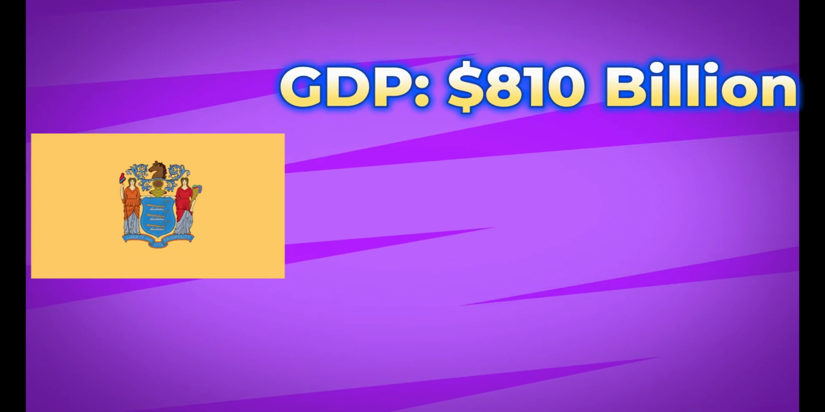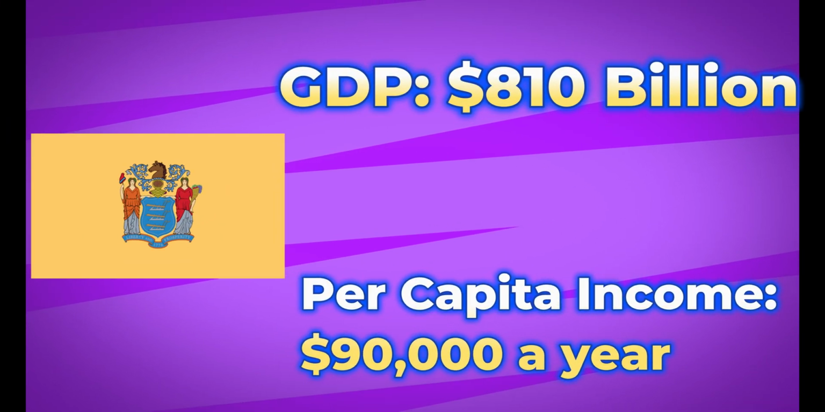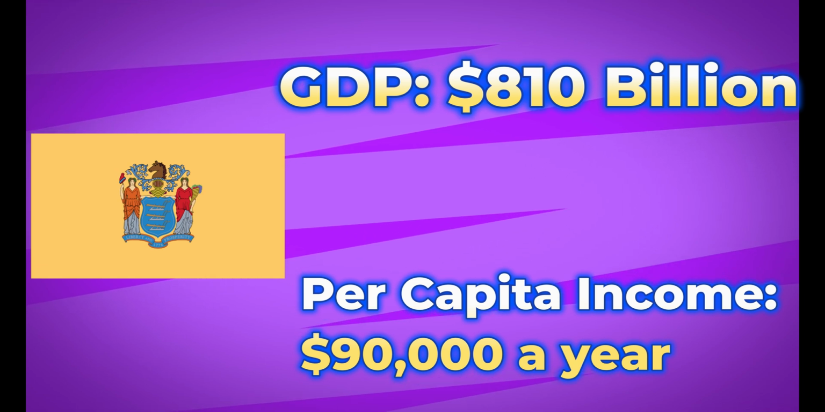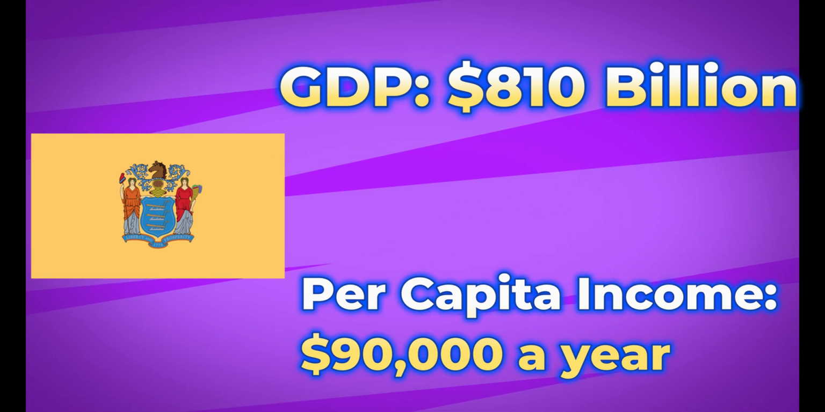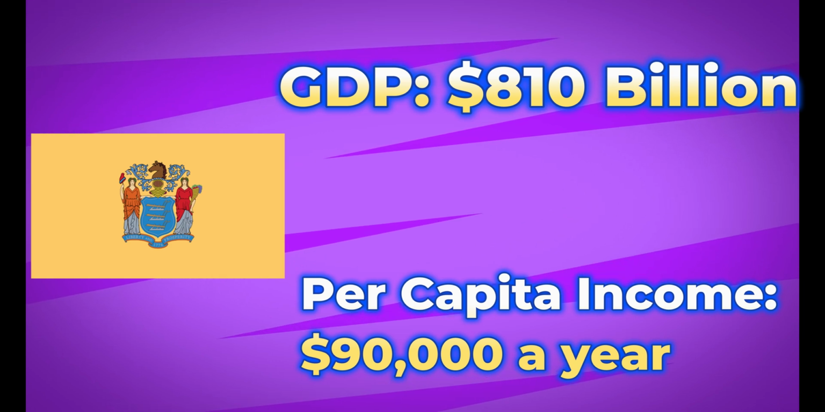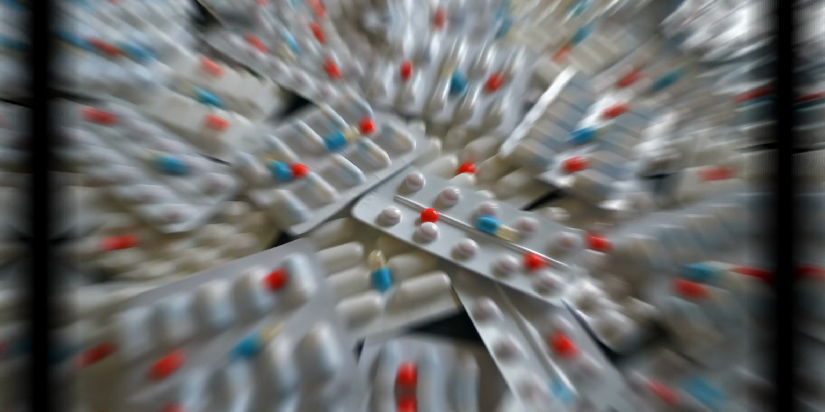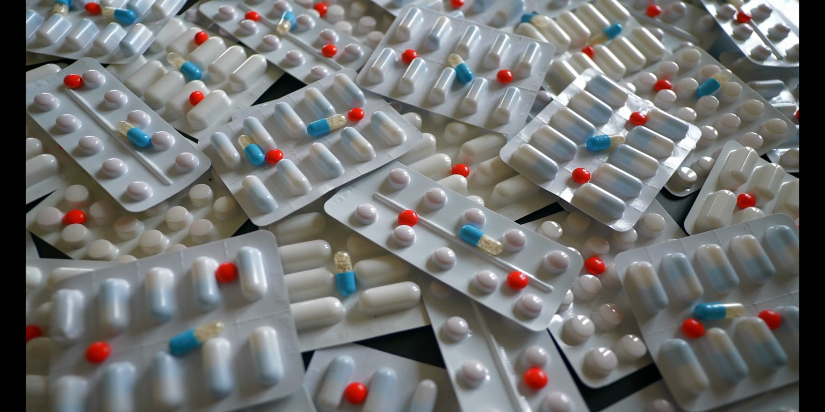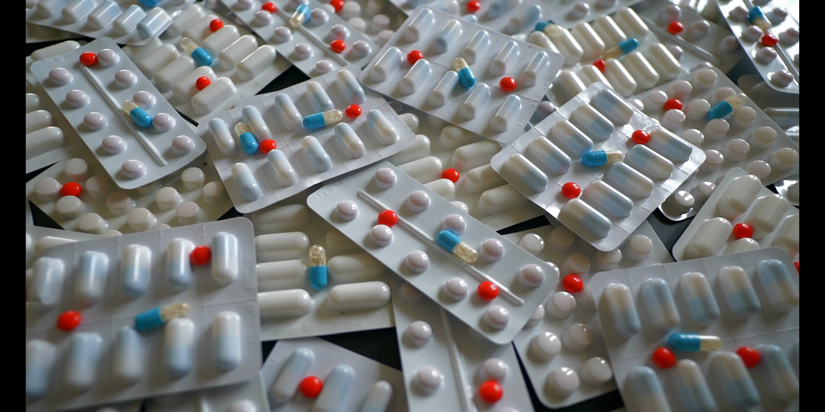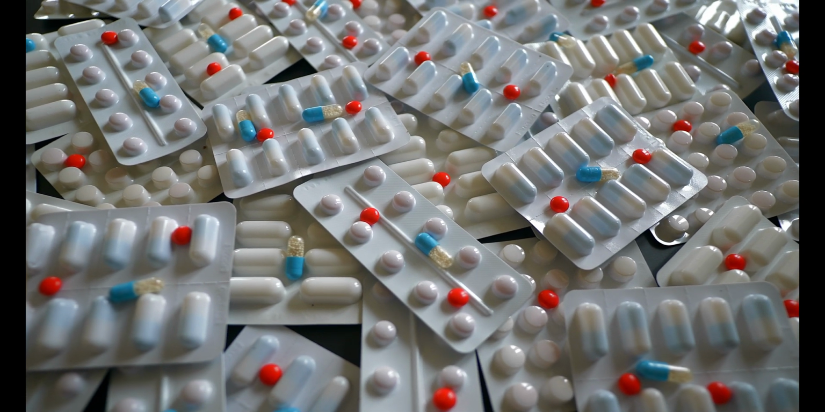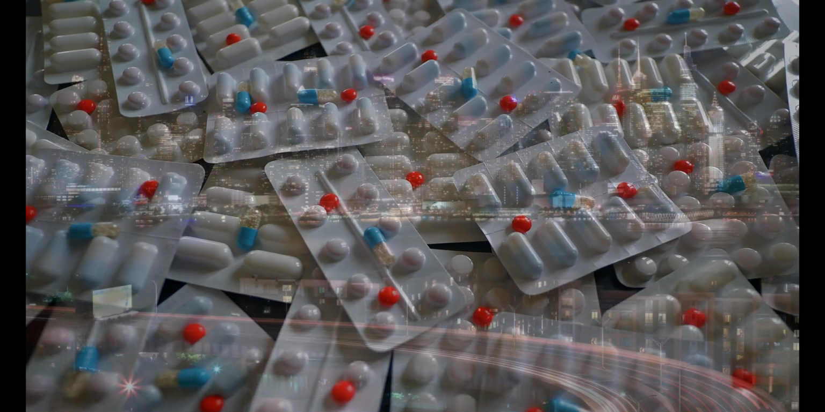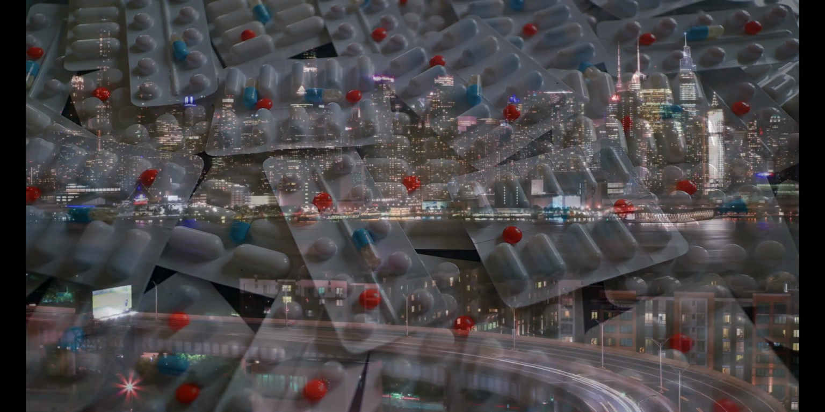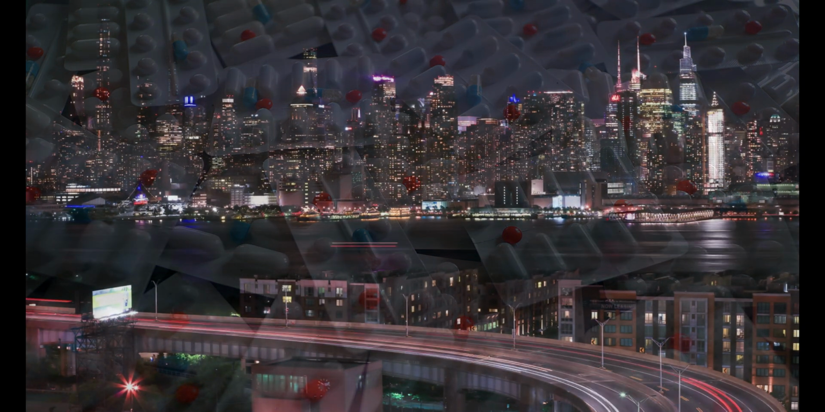New Jersey has a GDP of $810 billion and a per capita income of around $90,000 a year, similar to Connecticut and among the top 5 in the nation. The economy in New Jersey is diverse and robust, involving various sectors. The state is known as the global center for the pharmaceutical and biotechnology industries, hosting the headquarters of several major drug companies. New Jersey's proximity to New York City has made it a hub for financial services and insurance companies.